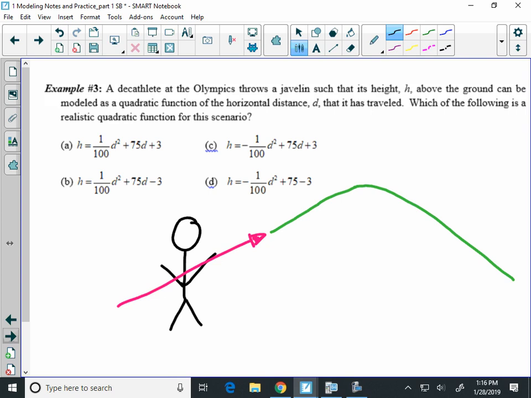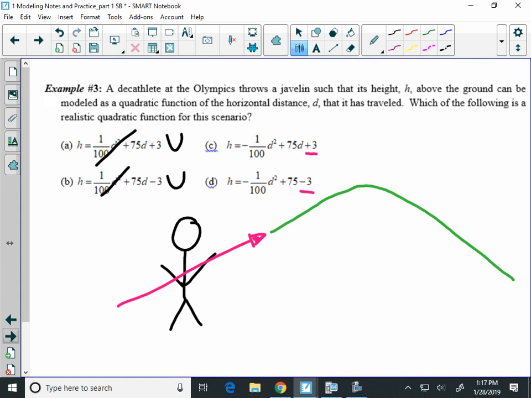A and B. A and B have a positive 1 over 100, which would mean their parabolas look like that, which doesn't make sense, to throw a javelin down and then it pops back up. Okay, so we're throwing our javelin up in the air, it comes back down. C and D are almost exactly the same, except for the ends here. How do I differentiate between the two?